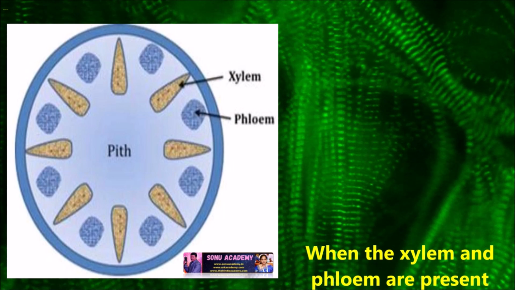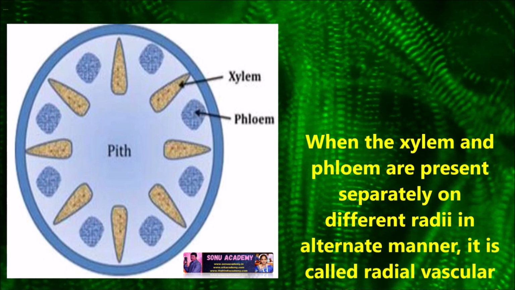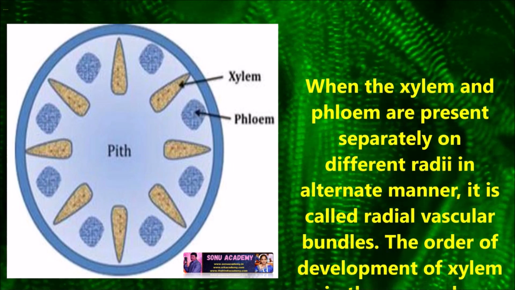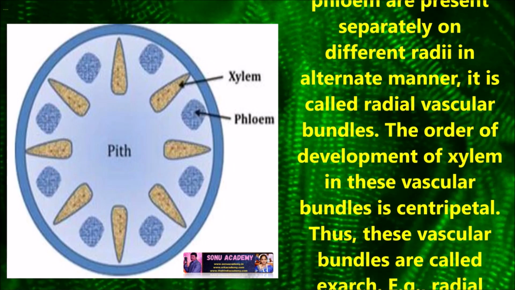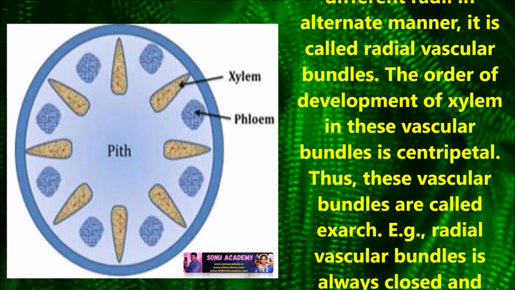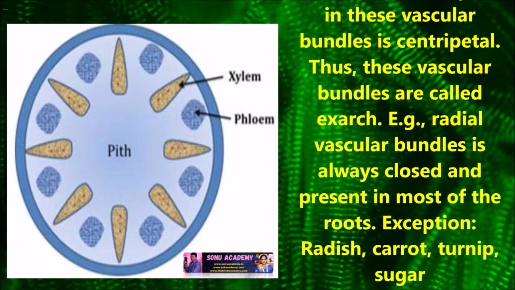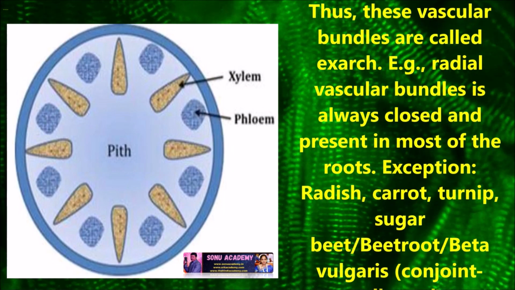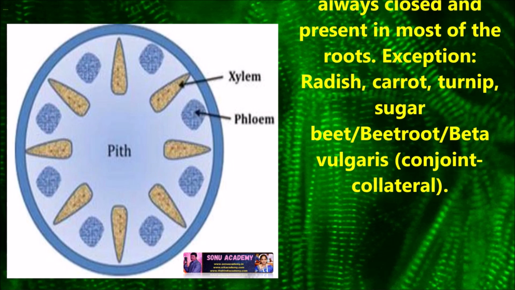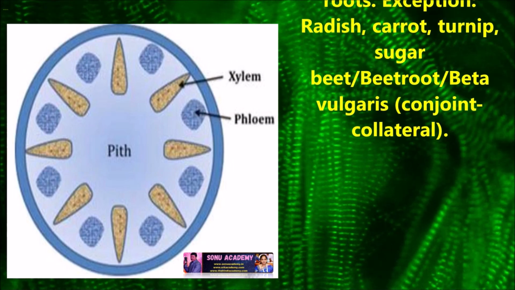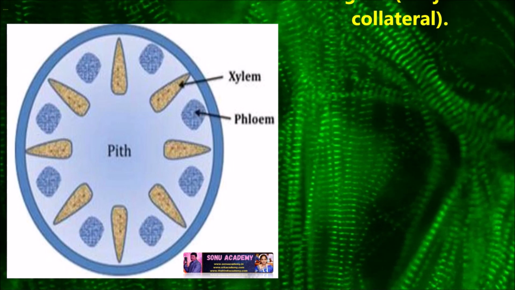Now let us discuss the radial vascular bundle. When the xylem and phloem are present separately on different radii in an alternate manner, it is called a radial vascular bundle. The order of development of xylem in this vascular bundle is centripetal. Thus, these vascular bundles are called exarch. Radial vascular bundles are always closed and present in most of the roots. Examples are radish, carrot, turnip, sugar beet, beetroot, etc.